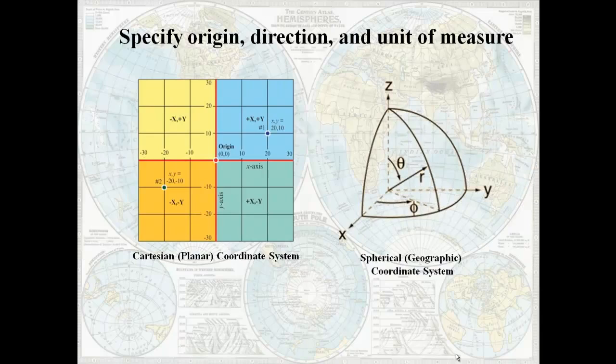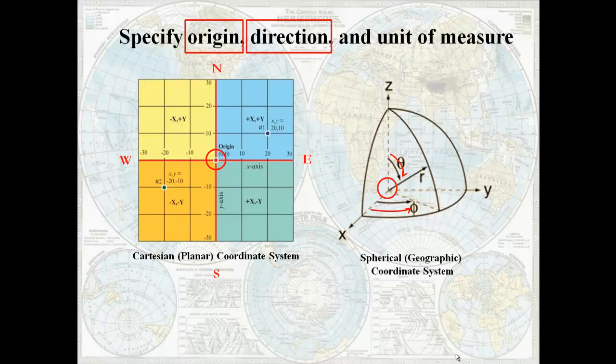So what does a coordinate system consist of? An origin, directions, and unit of measure. So for a Cartesian system, the origin is 0, 0, right in the middle. For a spherical system, it's the center of whatever object, in this case spherical, in our case elliptical or ellipsoidal object. Direction, Cartesian, we're going to say north, south, east, west. For a spherical geographic coordinate system, we're going to say longitude and latitude. Unit of measure, for the Cartesian system, we're going to use meters or feet or some linear measure. And for the spherical coordinate system, we're going to use an angular measure, radians, degrees.